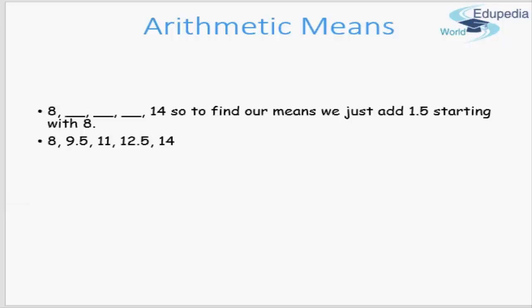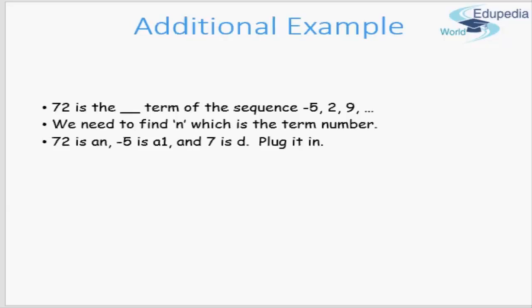So this way you can get the answer to this. Let's look at another example before we wrap it up. 72 is a term of the sequence -5, 2, 9. We need to find n, which is the term number. 72 is a_n, which we don't know n. -5 is a_1, that is a is going to be -5, and the difference we can find out: 2 minus -5 is 7. 9 minus 2 is once again going to be 7. So the common difference is 7.